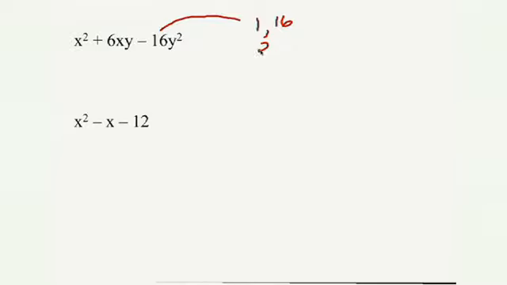So 1 and 16, 2 and 8, 4 and 4. Now, this is our first one where we're actually going to subtract to get our middle term, because it says the factors of 16 that subtract to give us 6. So out of our choices, if you are looking at the 2 and the 8, then you are correct. Those work. When you multiply 8 and 2, you get 16. When you subtract, 8 minus 2 is 6. That's what we're looking for.